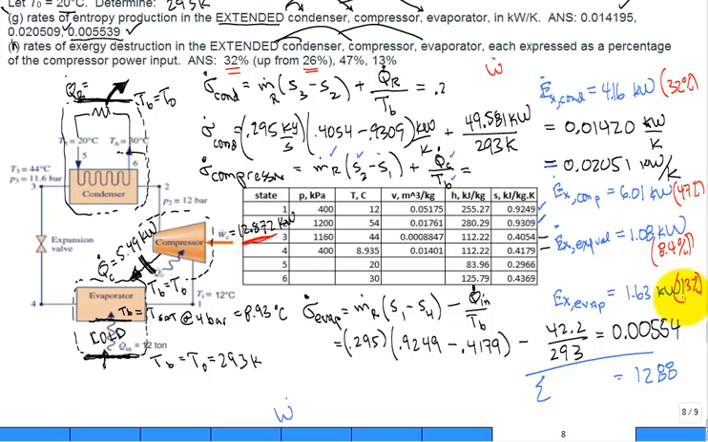But I think the cleanest way to think about it is to go ahead and extend the control volume around that evaporator, extend the control volume around the condenser, and then also extend the control volume around the compressor.